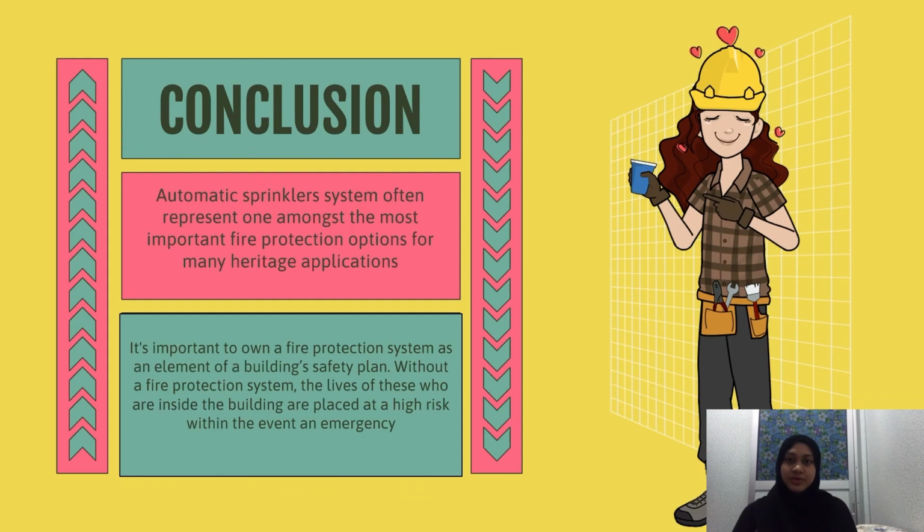In conclusion, automatic sprinkler systems often represent one of the most important fire protection options for many heritage applications. It's important to have a fire protection system as an element of a building safety plan. Without a fire protection system, the lives of those inside the building are placed at high risk in the event of an emergency. Their success depends upon selection of proper separation and detection components and management's commitment to properly maintain the system. Water mist represents a promising alternative to gaseous agent systems.